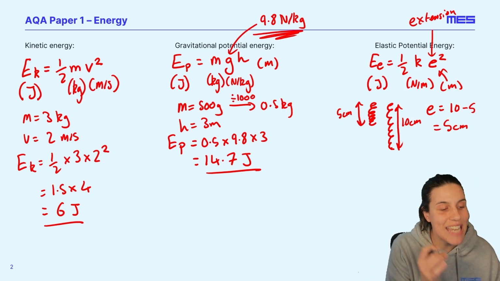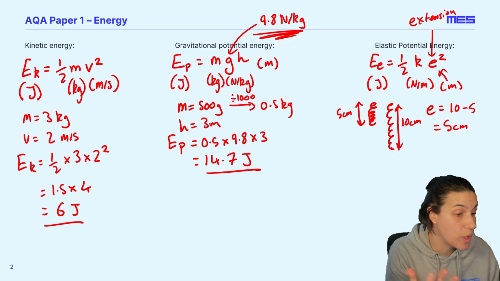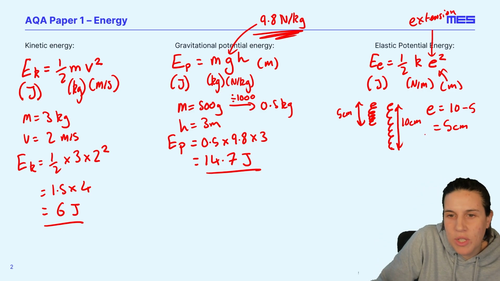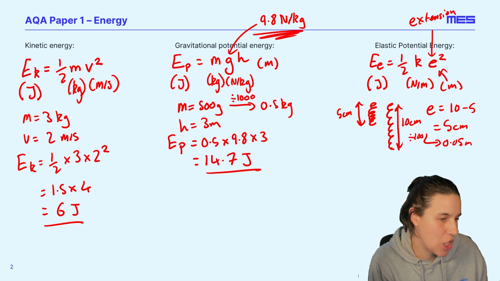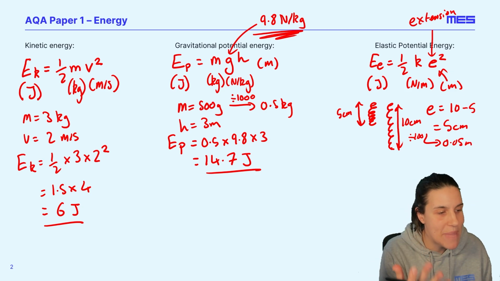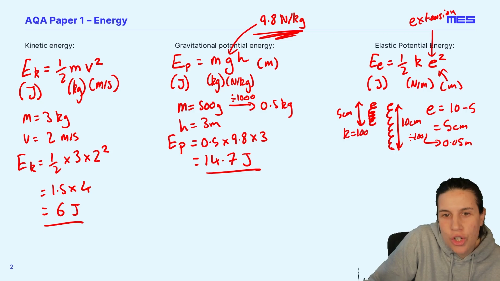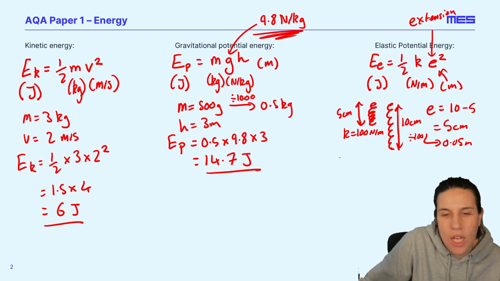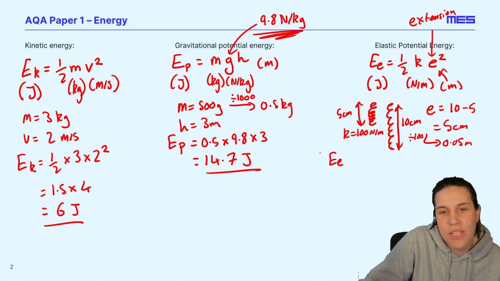Now, because the extension needs to be in meters, we need to convert the extension into meters before we can use it in an equation. So we divide by 100, and that would become 0.05 meters, okay? So that's what our extension would be in meters. Let's say this spring has got a spring constant of 100 newtons per meter. We could then work out the elastic potential energy stored in it when it is stretched.